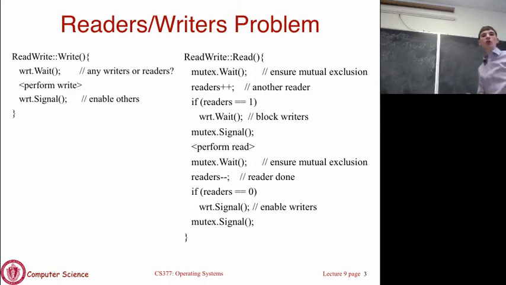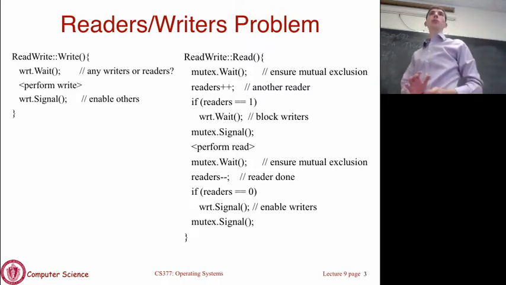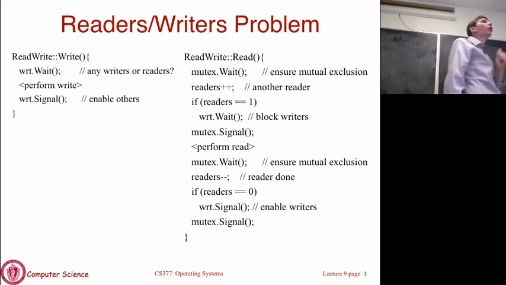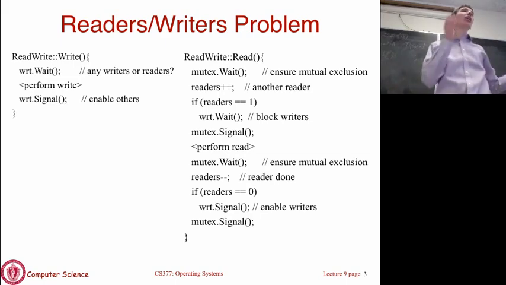Make sense? Questions on that? So this is essentially enforcing one writer at a time. You can have multiple readers, but you can't have readers if there is currently a writer.